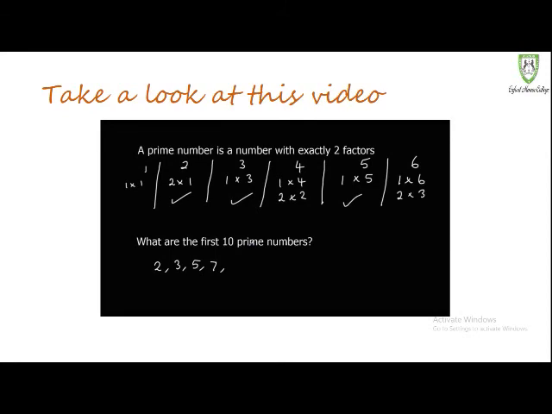8 isn't prime, 9 isn't prime, 10 isn't prime, 11 is a prime number, 12 is not prime, 13 is a prime number, 14 isn't, 15 isn't, 16 isn't, 17 is prime, 18 isn't, 19 is, 20 isn't, 21 isn't, 22 isn't, but 23 is, 24 isn't, 25 isn't, 26 isn't, 27 isn't, 28 isn't, but 29 is. So they're our first 10 prime numbers.